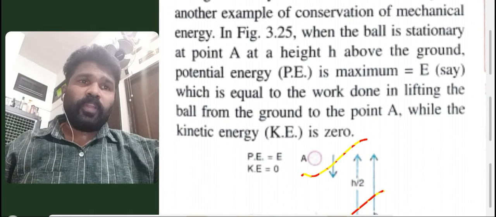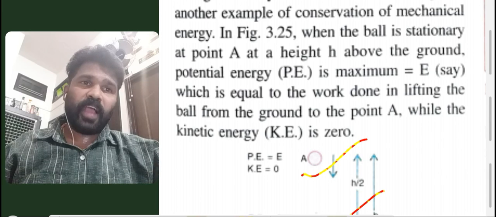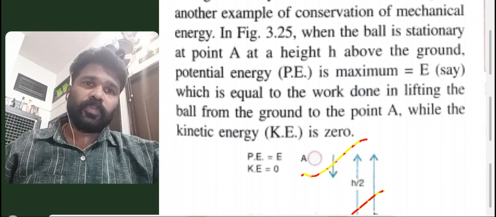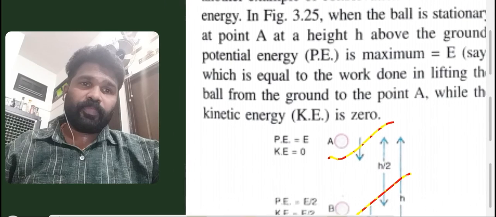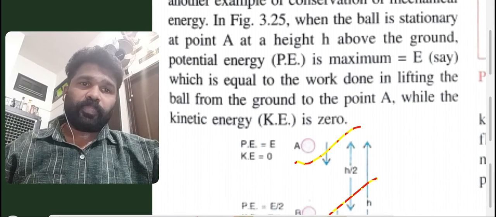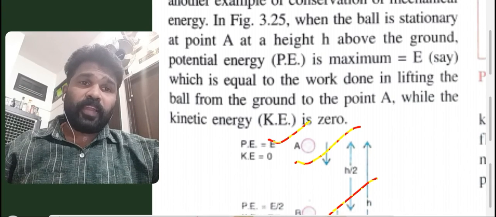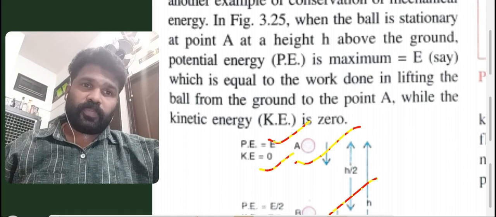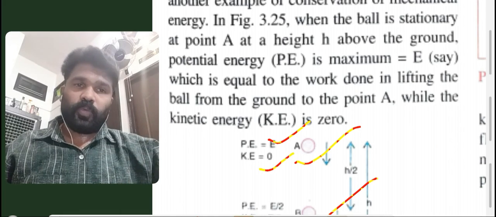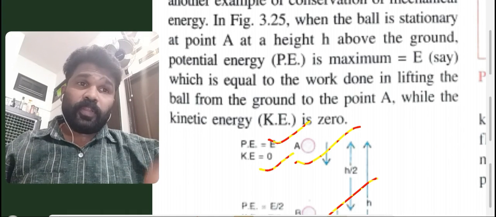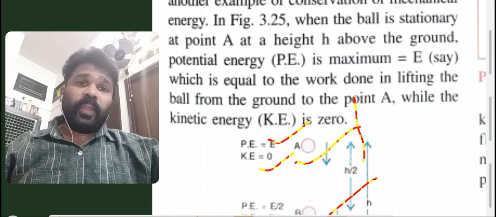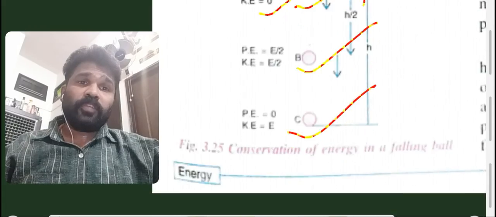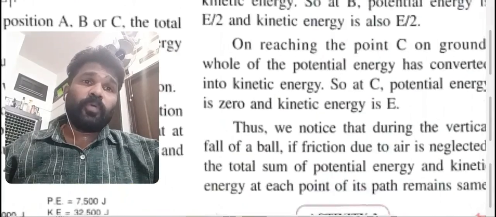In the figure, when the ball is stationary at a point A at a height h above the ground, potential energy is maximum, that means that is E. Potential energy is E. Then the kinetic energy is 0. Okay students, while the kinetic energy is 0, it will change once the ball starts to move.